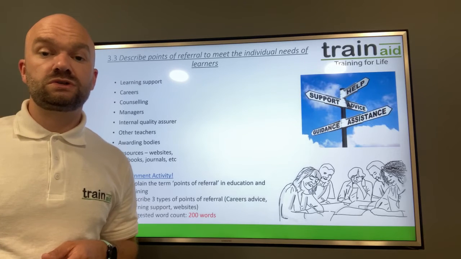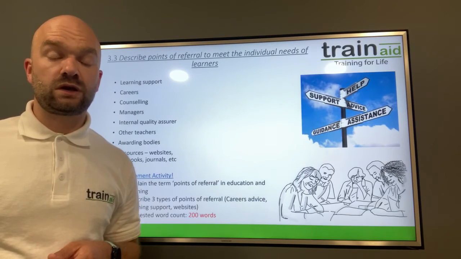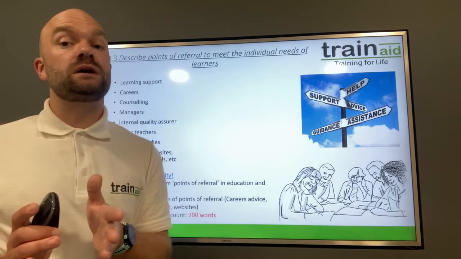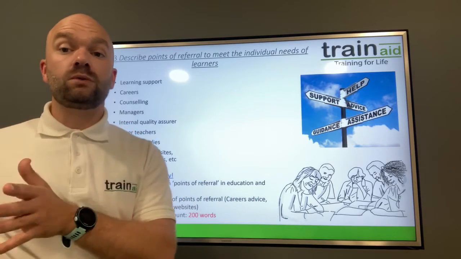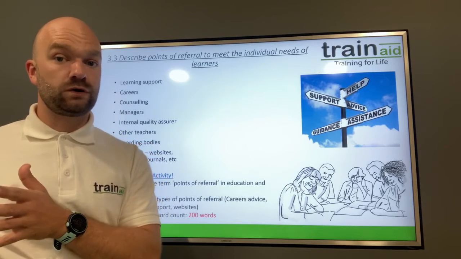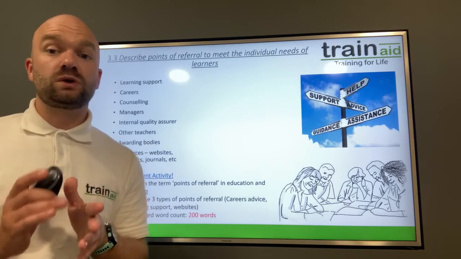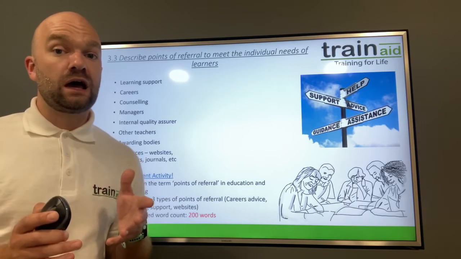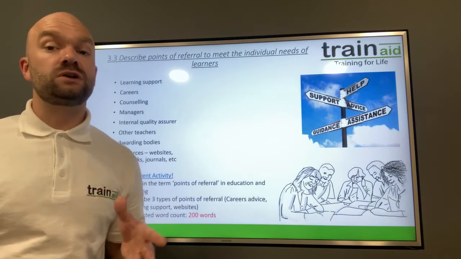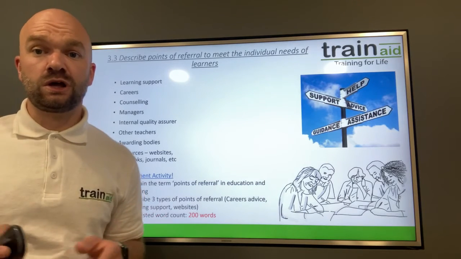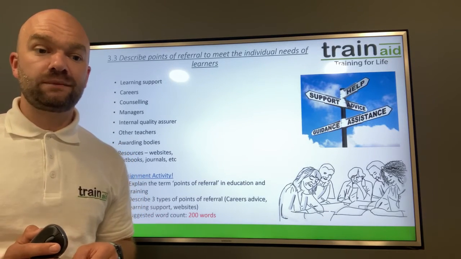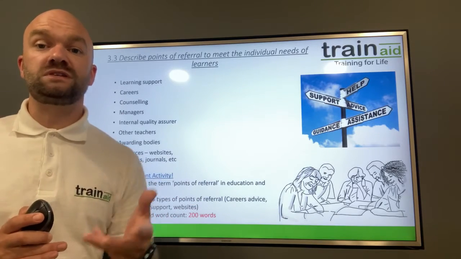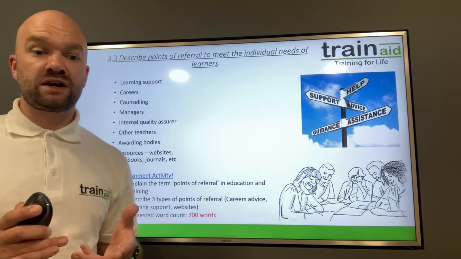And we are on to criteria 3.3, okay? So obviously we've talked about signposting, we looked at barriers and also boundaries, but now we're going to look at points of referral, okay? So with all these barriers and boundaries, there are ways that we as teachers can help learners to overcome these potential barriers, okay? So this is where we are signposting the learner, we're pointing them in the right direction, okay?